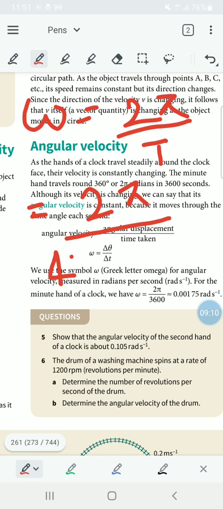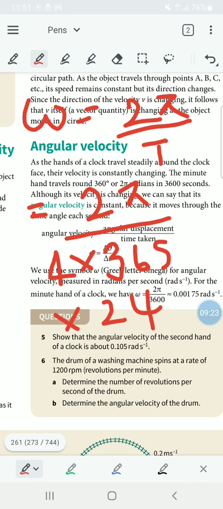T is 4 years multiplied by 365. Why? To find the number of days, into 24 hours, into 60 minutes, into 60 seconds. Right? So 2 pi over 4 into 365 into 24 into 60 into 60. Then your final answer is going to be 4.98 into 10 to the power minus 8 rads per second when you divide 2 pi by this value.